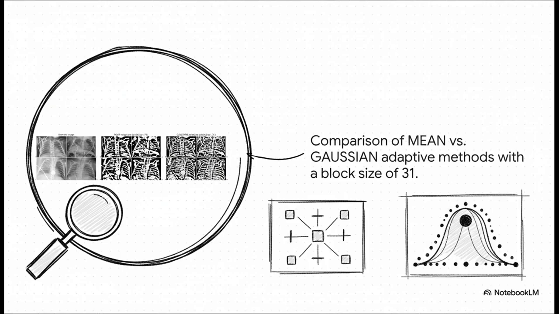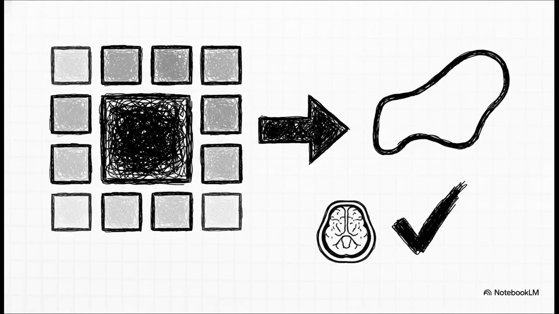The second is the Gaussian method. This one's a little more clever. It uses a weighted average, so it gives more importance to the pixels that are closer to the center of the block. And Gaussian is often the one people prefer. By giving more weight to those central pixels, it just tends to produce smoother, cleaner boundaries with less noise. This weighted approach also does a better job of reflecting how illumination actually changes in the real world. It better models the physics of light, which is especially useful in medical scans.